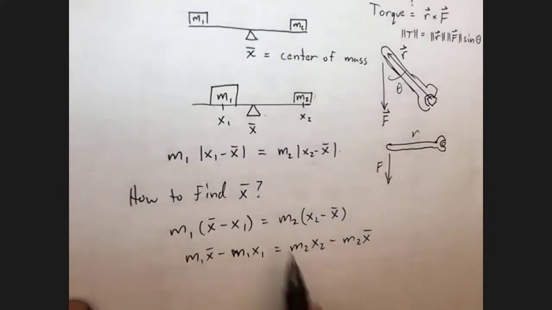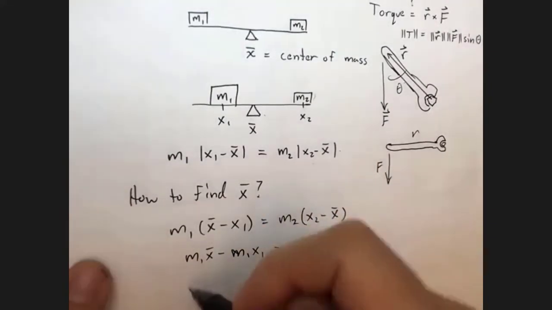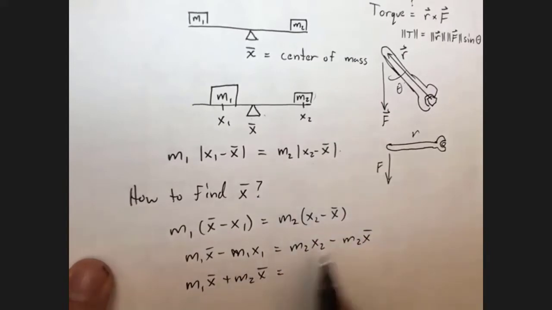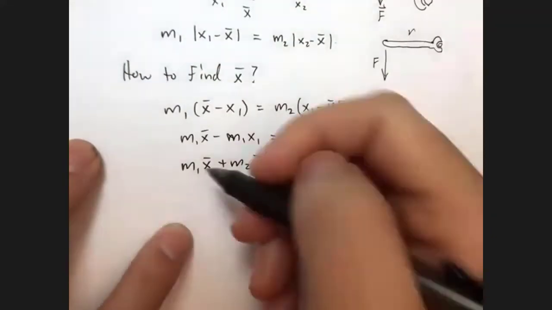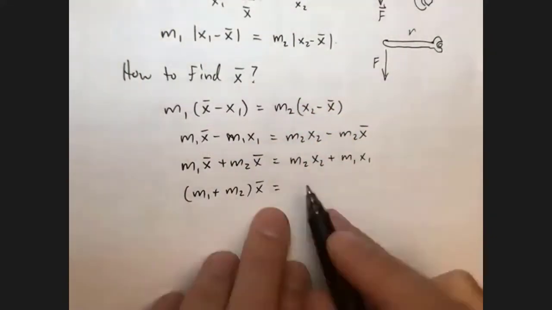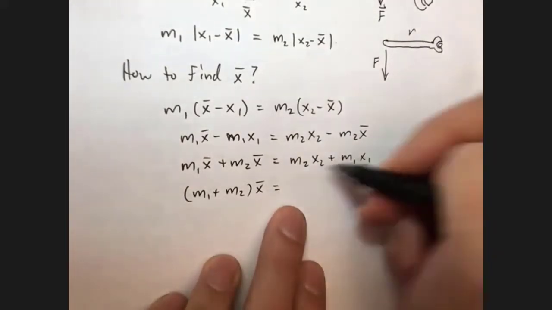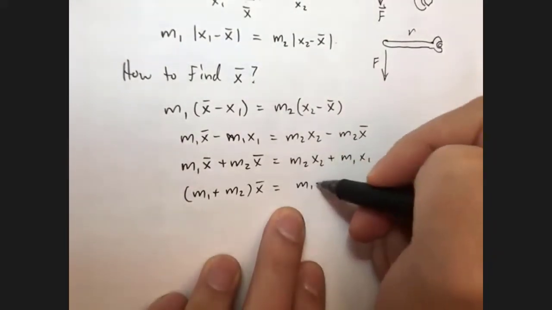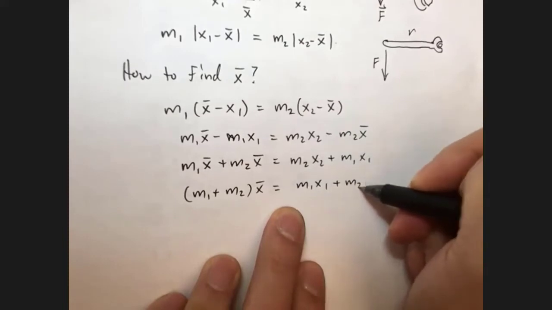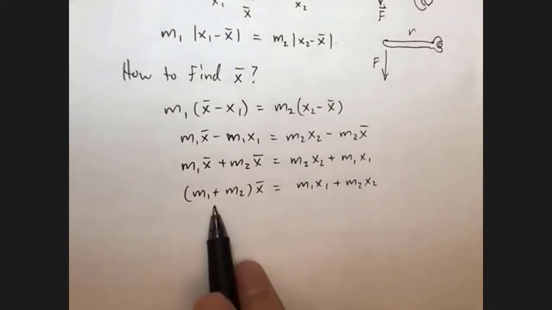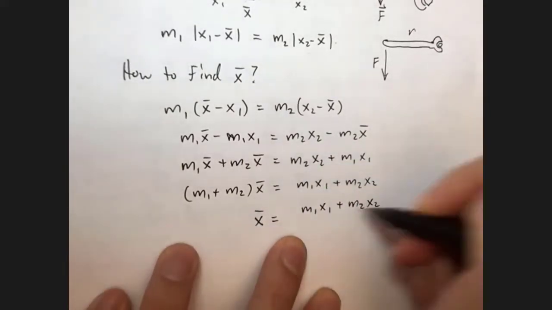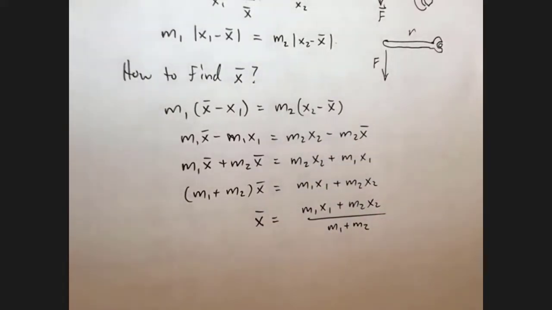I'm solving for x bar, so let's move the x bar terms to the left. Let's move the non-x bar terms to the right. Let's factor out the x bar. And I'm going to write this in order. So I'm going to write m1 x1 plus m2 x2 over here. And now I'm solving for x bar, so I'll divide through by m1 plus m2. Okay, so there's our formula for the center of mass.